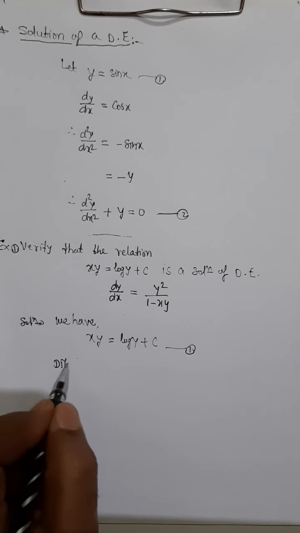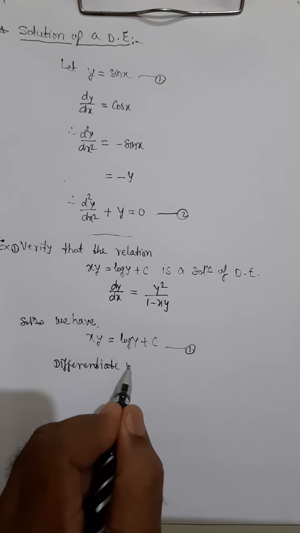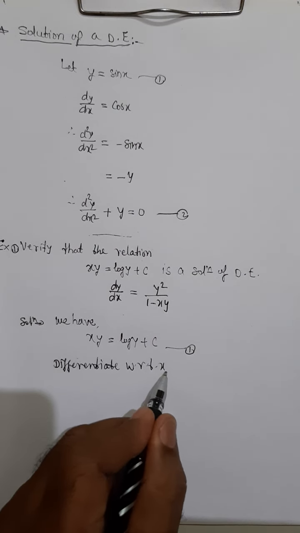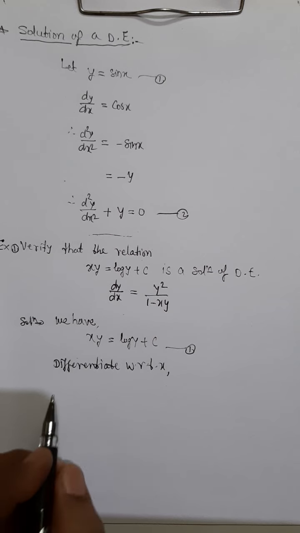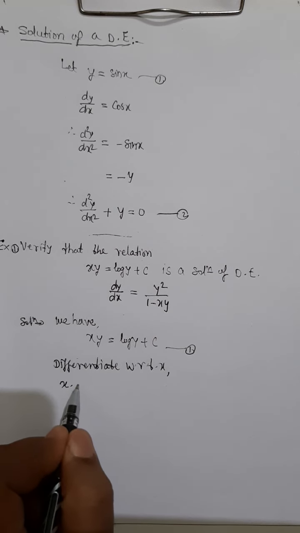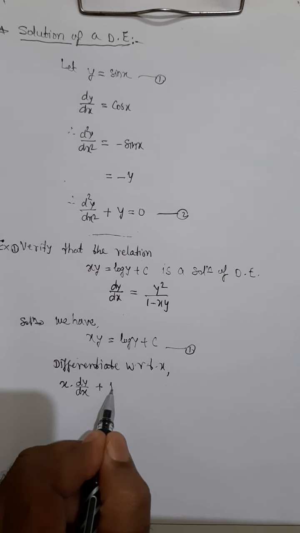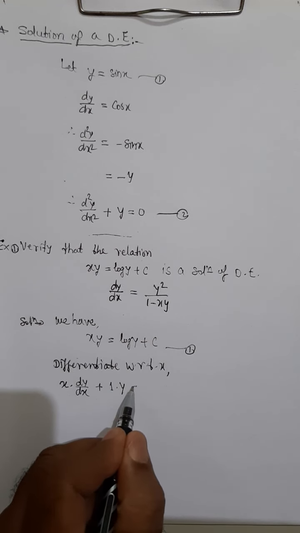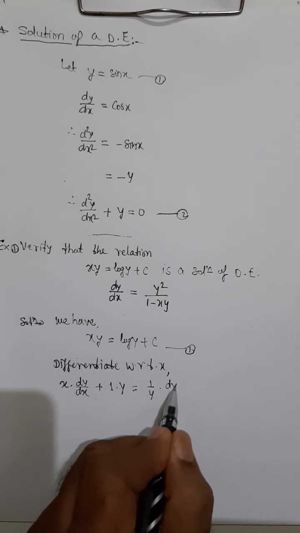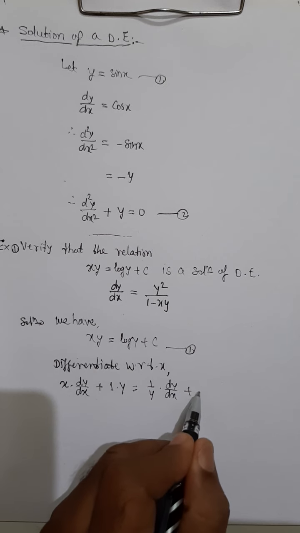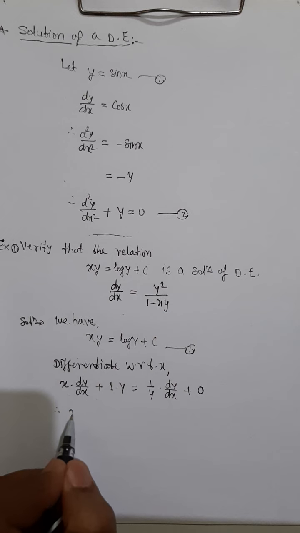Differentiate this with respect to x. Say the left side is the product of two variables, so use the product rule. First function same, derivative of second, that is dy by dx, plus derivative of first function, that is 1, second function constant, is equal to derivative of log y, 1 upon y into dy by dx, plus derivative of c, that is 0. Then take terms containing dy by dx on the left side.